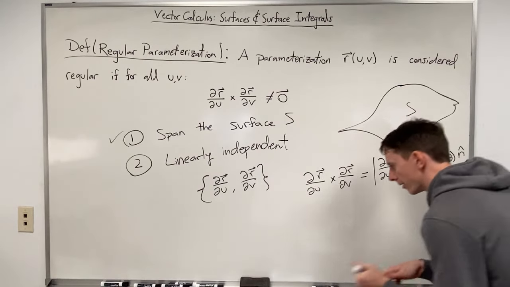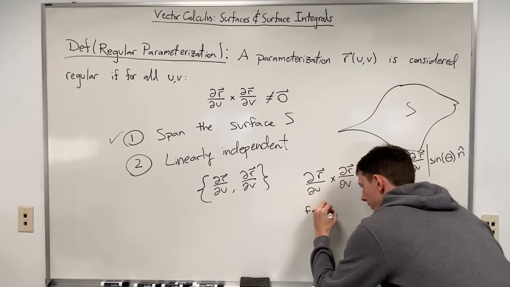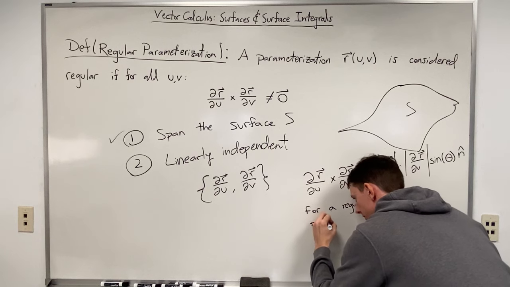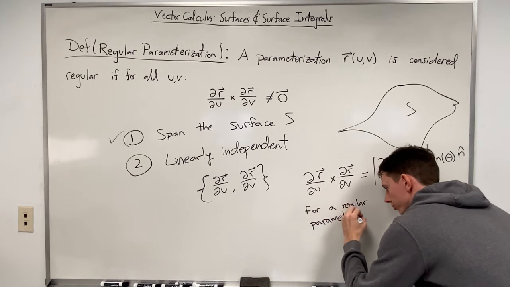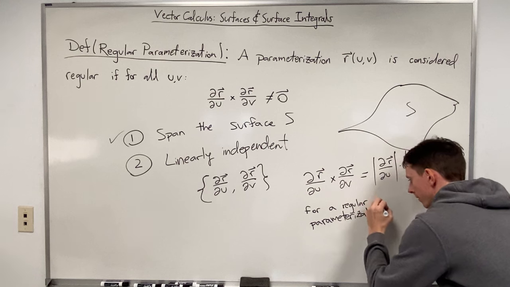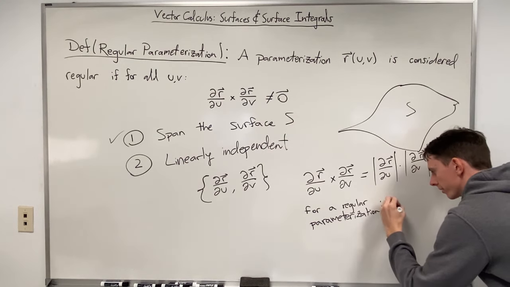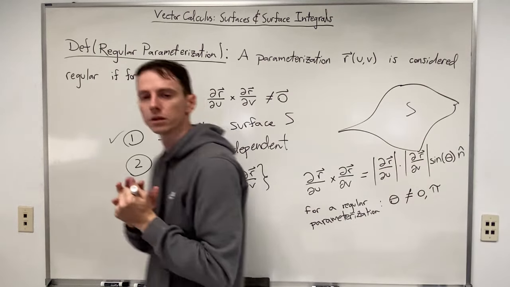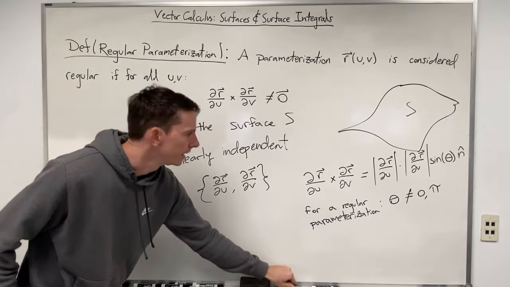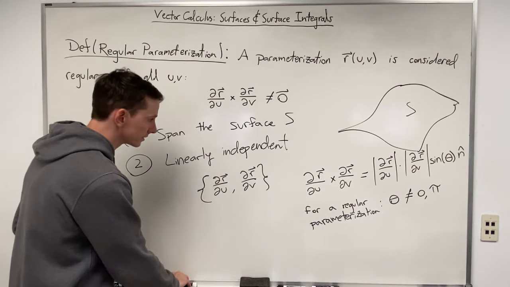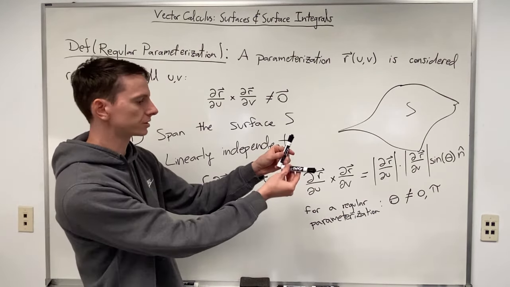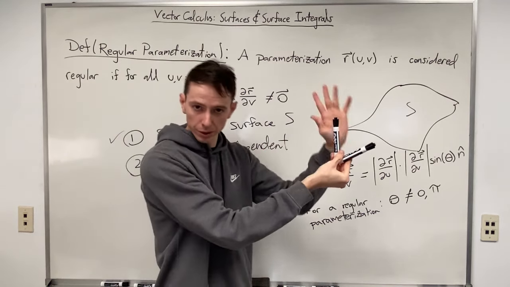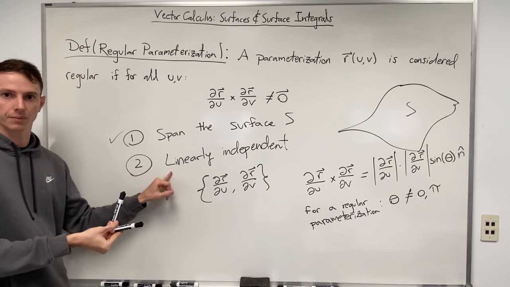So maybe let's write that out. For a regular parameterization, it's a lot of letters, if the cross product is not 0, then therefore theta is not equal to 0 or pi, like this. Okay? And if theta is not 0 or pi, that guarantees that this first tangent vector needs to point at some angle relative to the second one. And as long as they're not parallel or anti-parallel, they need to be linearly independent. Okay?